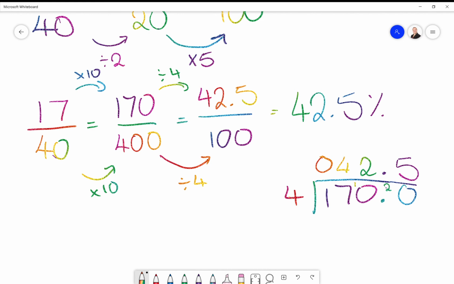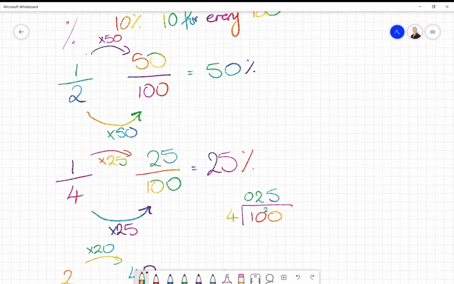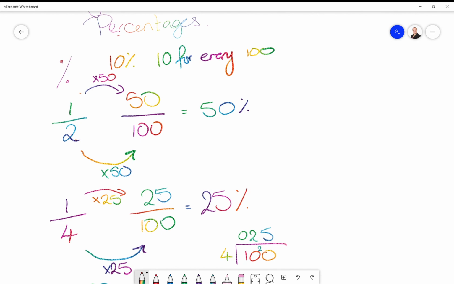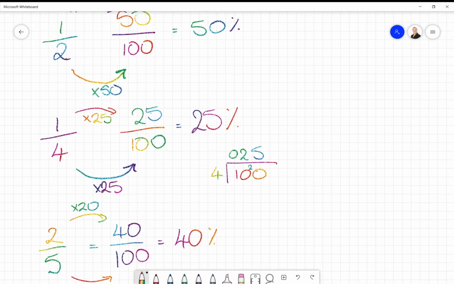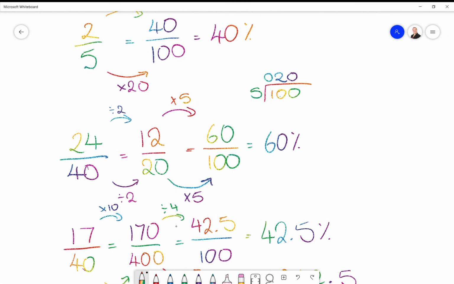So I've just talked to you for about 10 minutes on turning fractions into percentages. So they started out nice and easy. Just turn the bottom number, the denominator, into 100. Then they got a little bit trickier where you might have to do an extra step in.